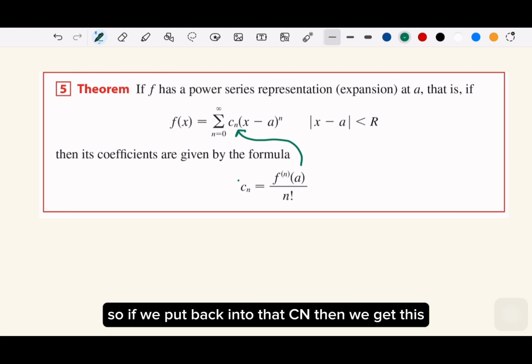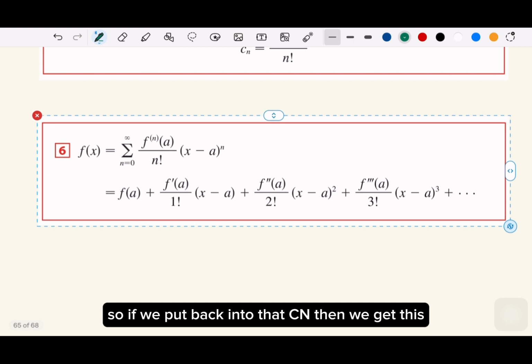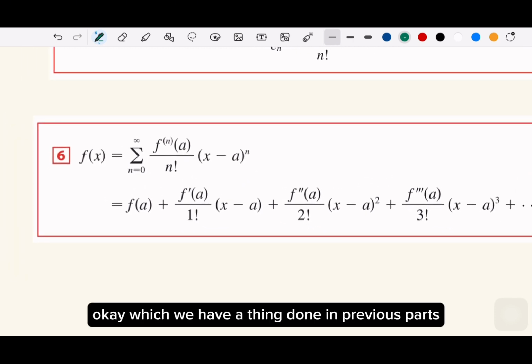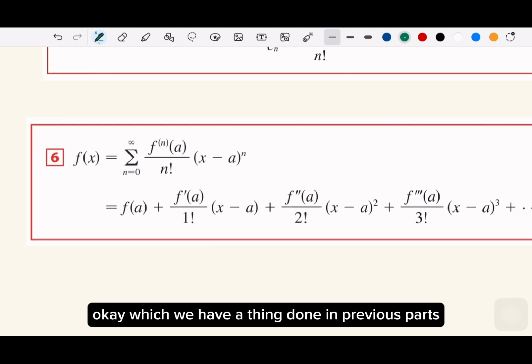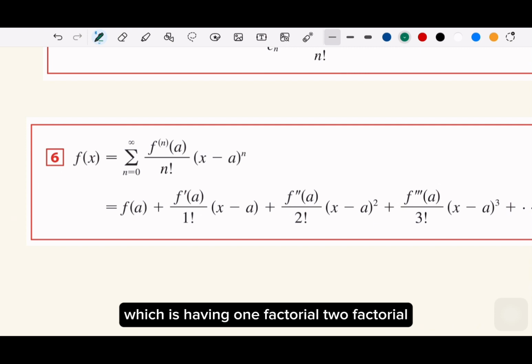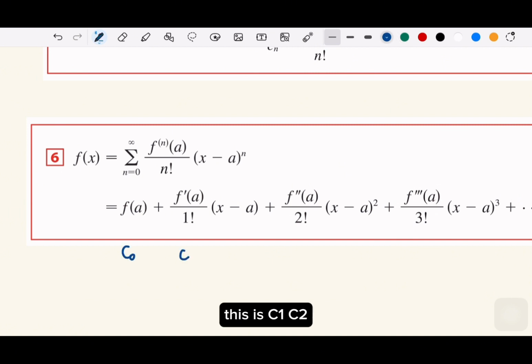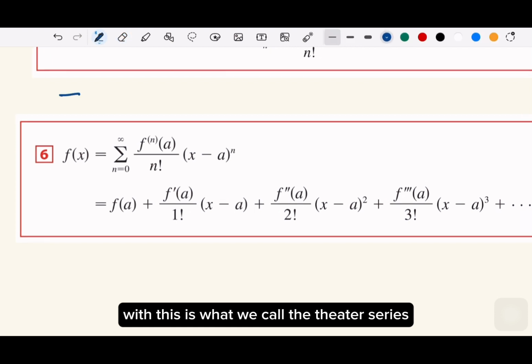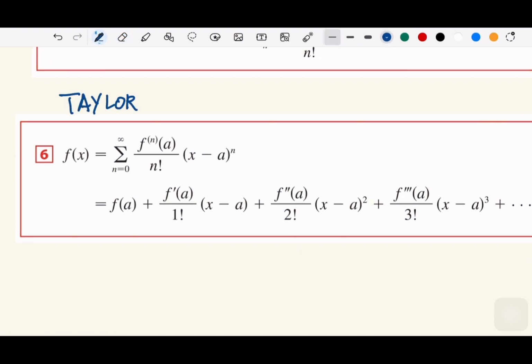If we put it back into that c_n, then we get this, which I think we have done in previous parts, with 1 factorial, 2 factorial, 3 factorial, and so on. So this is c_0, this is c_1, c_2, c_3, and so forth. This is what we call the Taylor series.